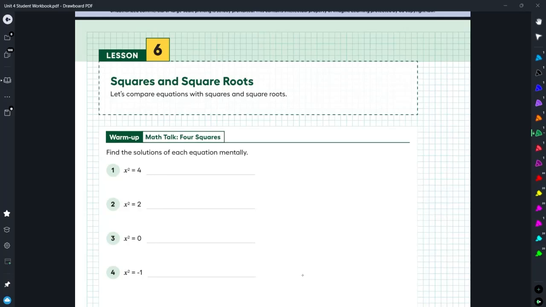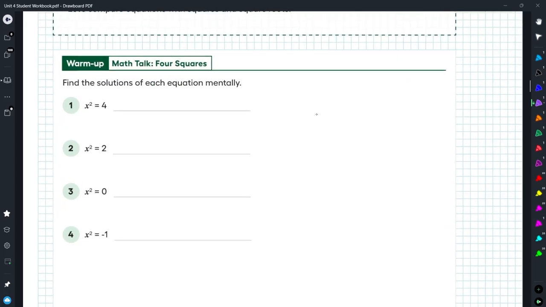All right, lesson 6 is the first lesson in the next topic, topic B, where we're going to focus on solving radical equations. So we're going to start with square root equations. And to introduce that, we're going to go back and talk about quadratic equations that we solved by taking the square root. We're going to find these solutions mentally by taking the square root of both sides.